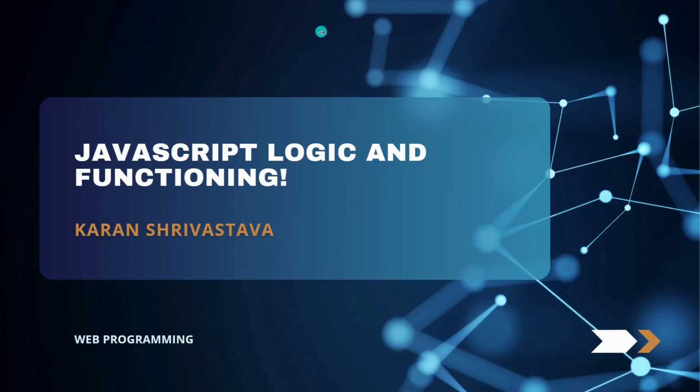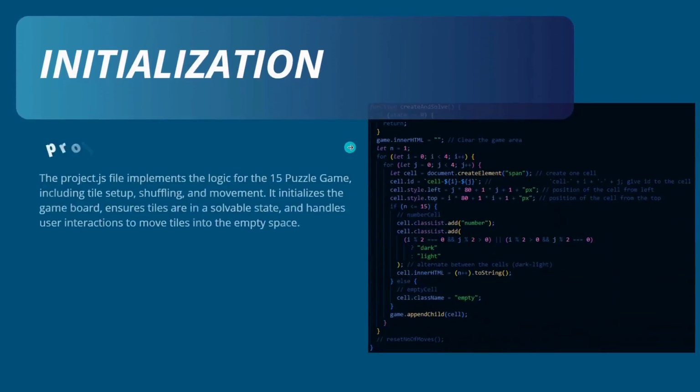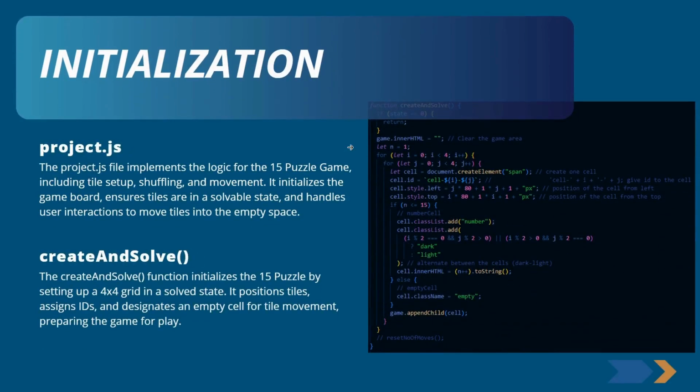First of all, we have initialization. In this slide, we'll discuss the initial setup of the 15 puzzle game using JavaScript. The game's initialization is handled by the create and solve function. This function is responsible for creating a solved state for the puzzle at the start. Each tile's position on the game board is determined by setting its style left, style top properties. This positioning is based on the tile's row and column indices, ensuring that the tiles are placed correctly.